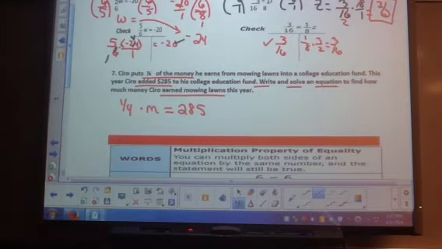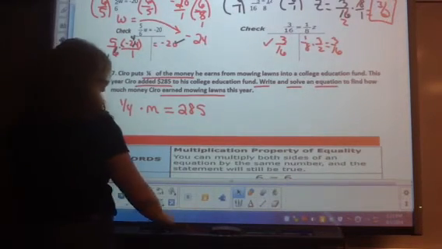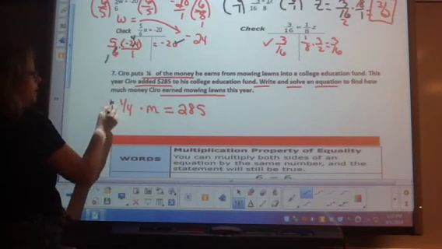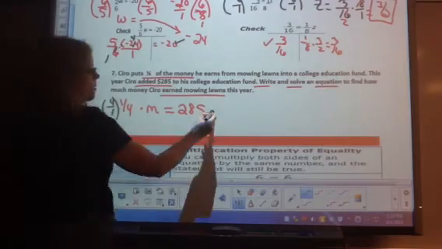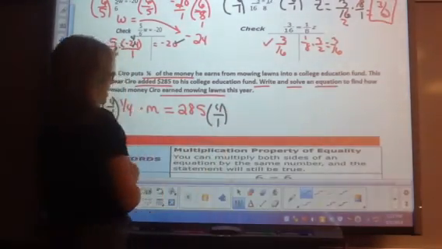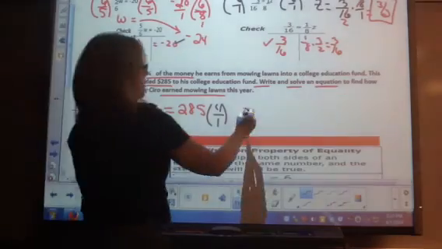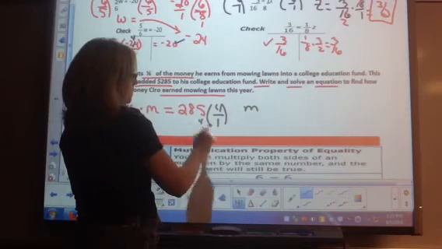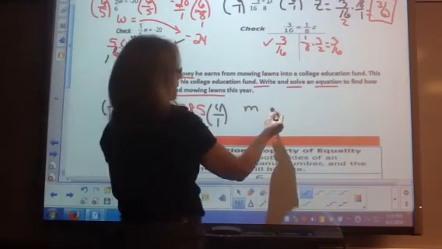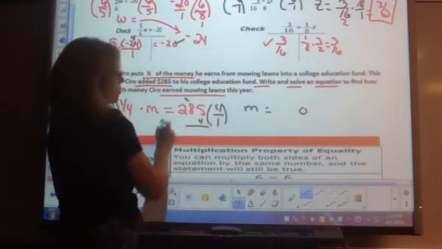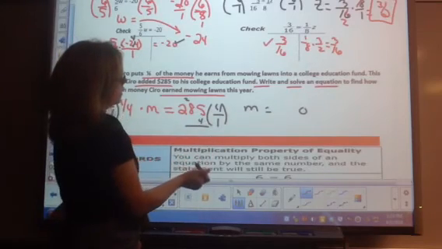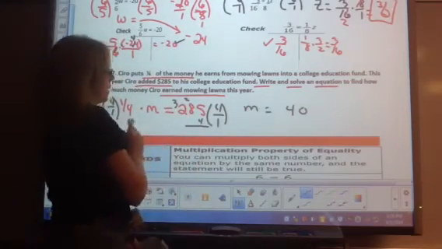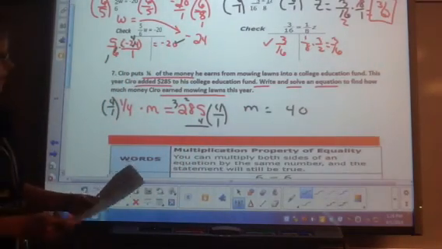So there's your equation. How do you solve that equation? You would divide, inverse of multiplication is division, but instead of dividing by a fraction, let's multiply by the reciprocal. So, M equals 285 times 4. So let's see what that is. 5 times 4 is 20, carry a 2. 4 times 8 is 32 plus 4, 34, carry a 3. 4 times 2 is 8.